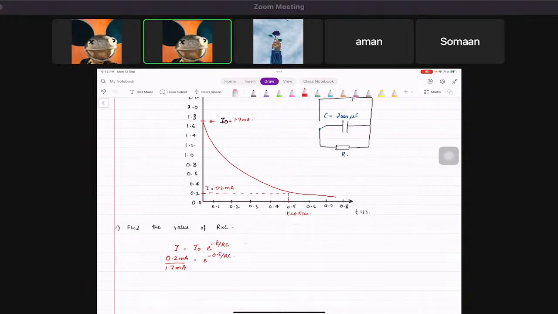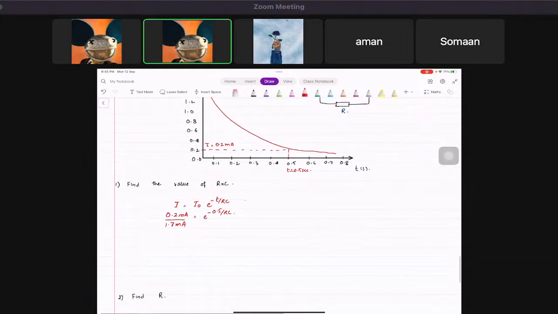Okay. Now what you're going to do is, milli and milliamps will cancel out, so they don't really matter. You got to take ln. So when you take ln, it's a log function of 0.2 over 1.7, you also got to take ln of e to the minus 0.5 over RC. So it happens on both sides. I just want to tell you this very, very important fact, for the non-math people: if there is a function e to the x and then you take ln of e to the x, the power comes out, so it becomes x times ln e. And ln e is equal to 1, so you can just write 1.